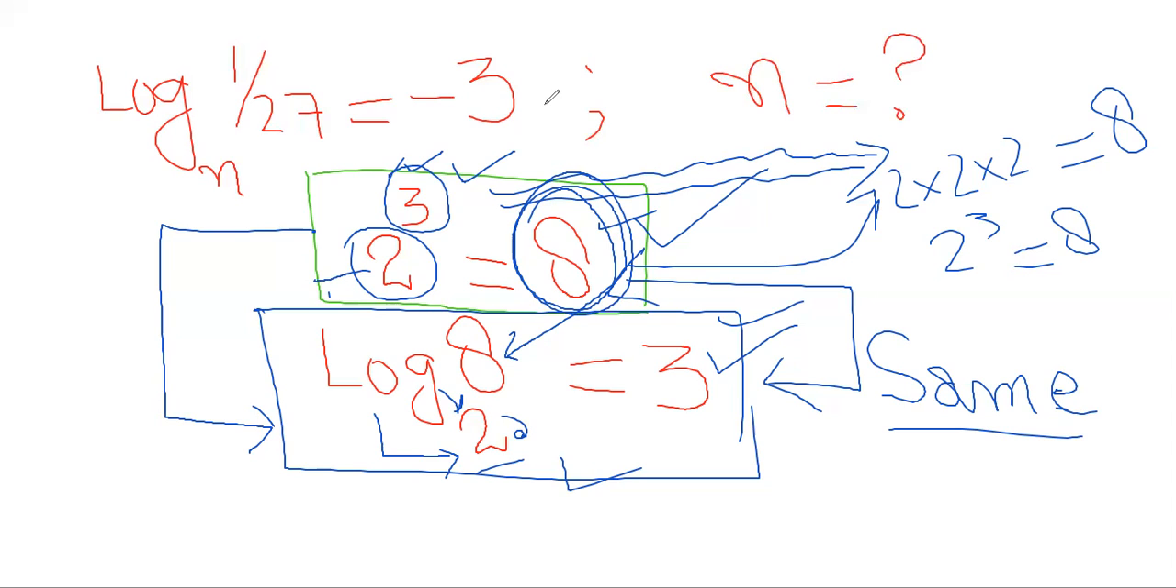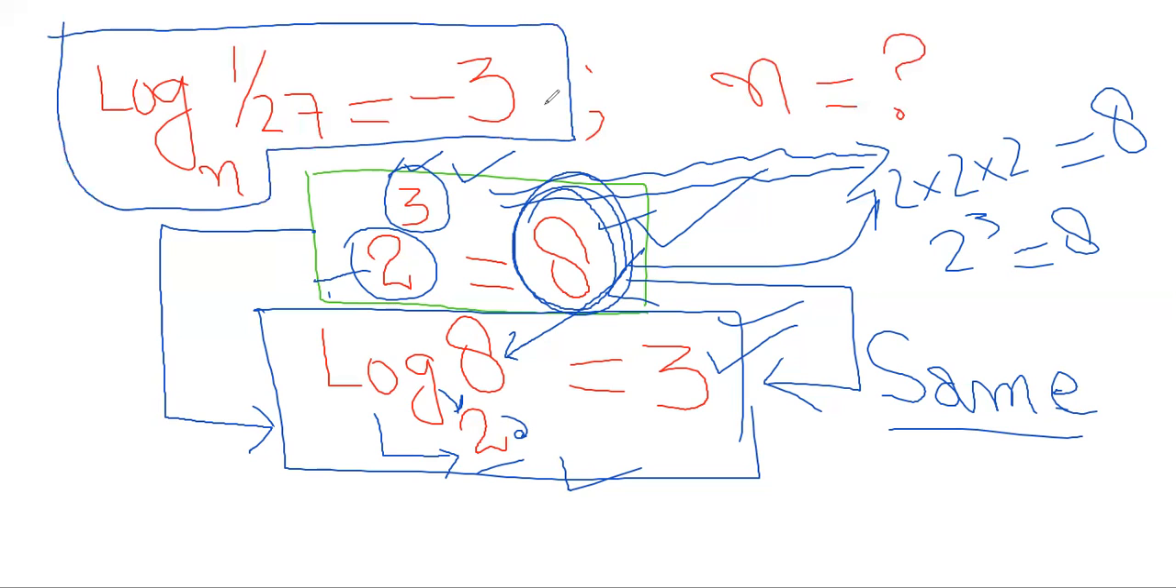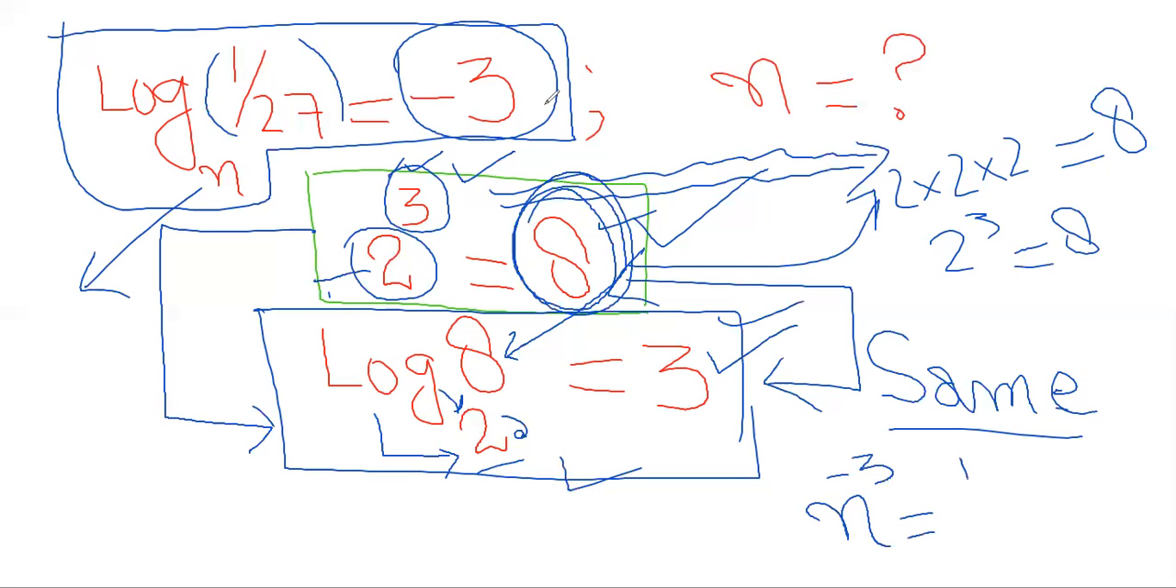Why am I spending this much time? Just to convert this one into the exponential form, on the same lines. This is the answer, this is the base now, and this will become the exponent. How will you write it? n is the base, and it gets the power minus 3. And this will become 1 over 27.